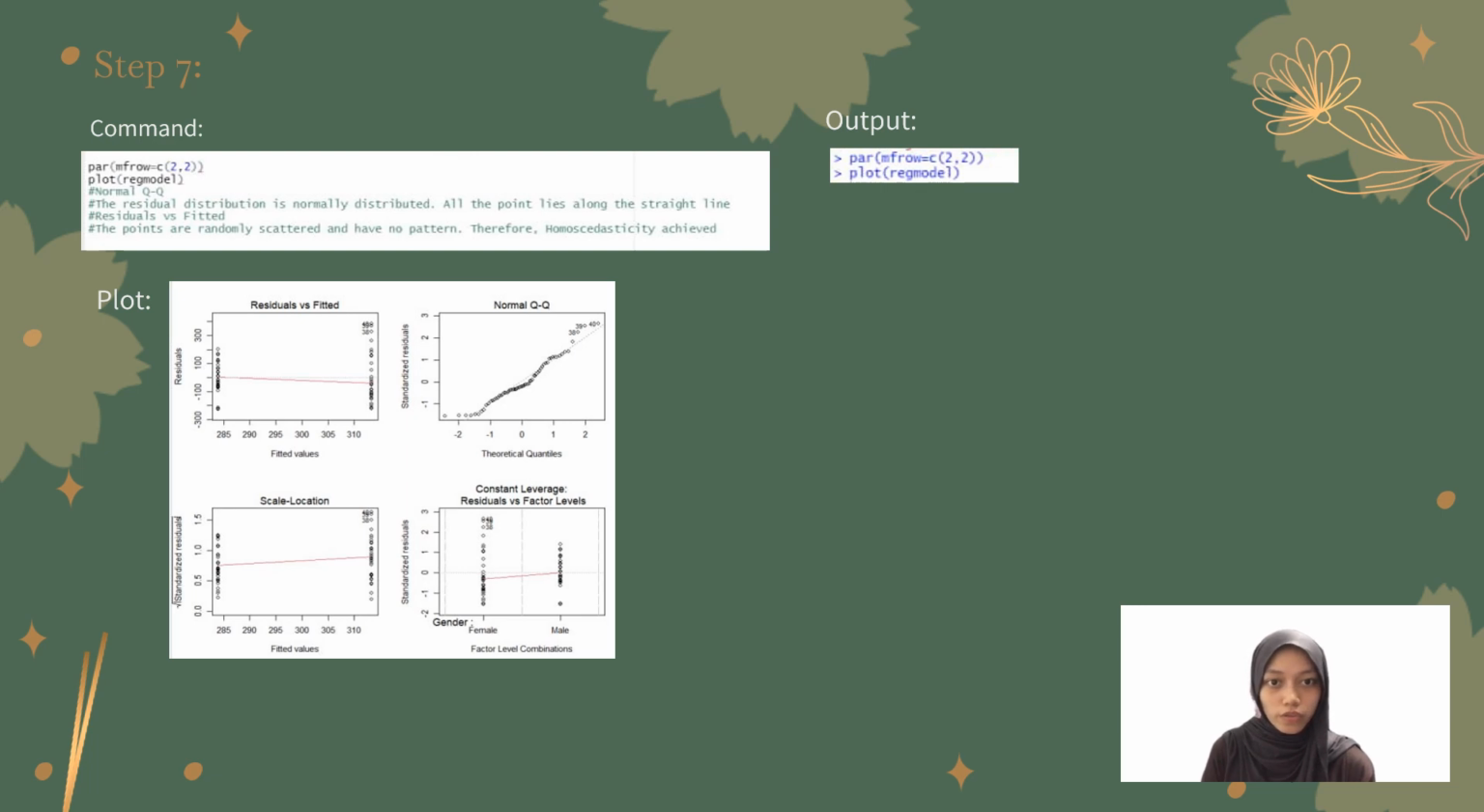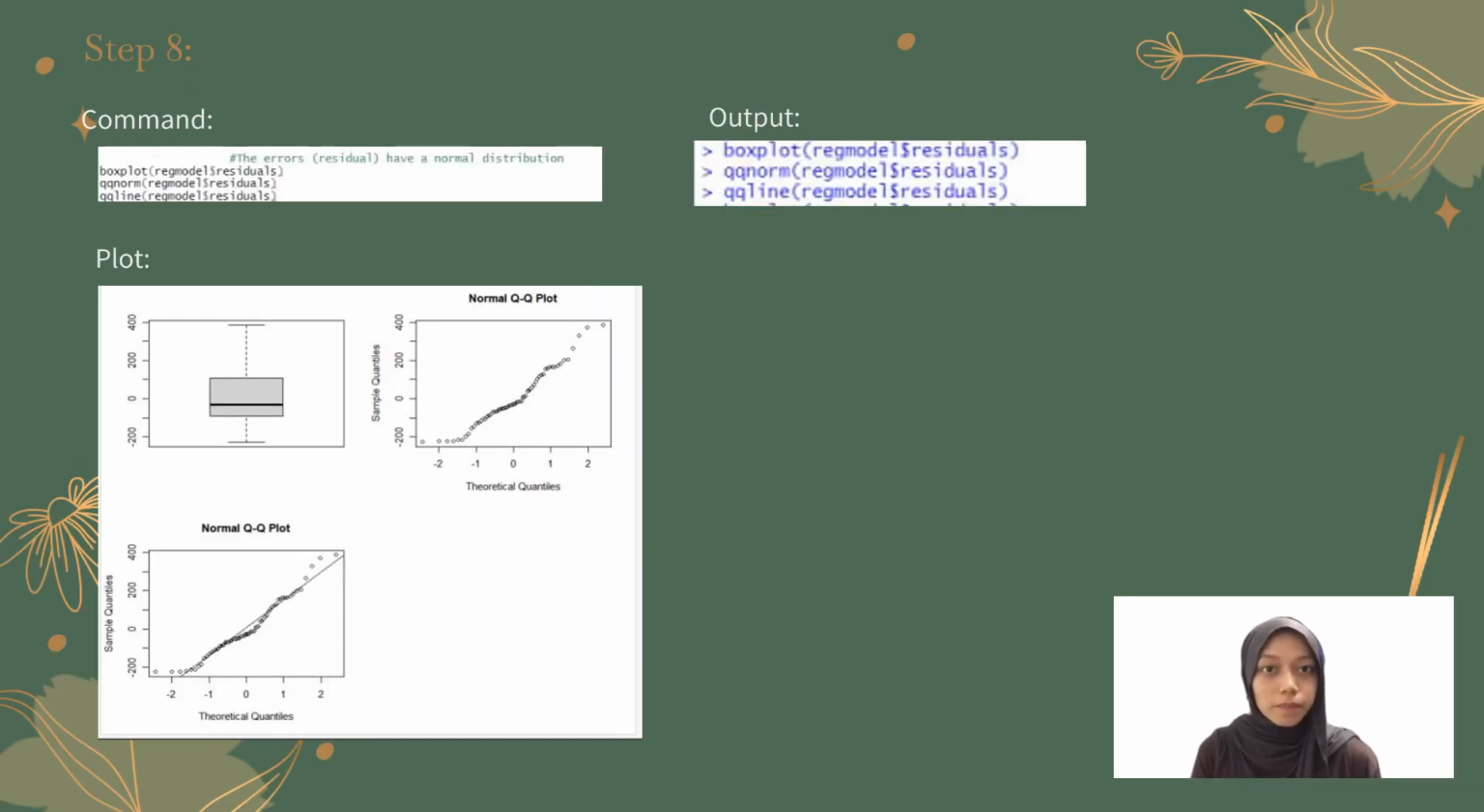We can conclude for the normal QQ that the residual distribution is normally distributed. All points lie along the straight line. And for the residuals versus fitted, the points are randomly scattered and have no pattern. Therefore, homoscedasticity is achieved. We also find the boxplot, open bracket, rig model, $ sign to residual, end bracket.